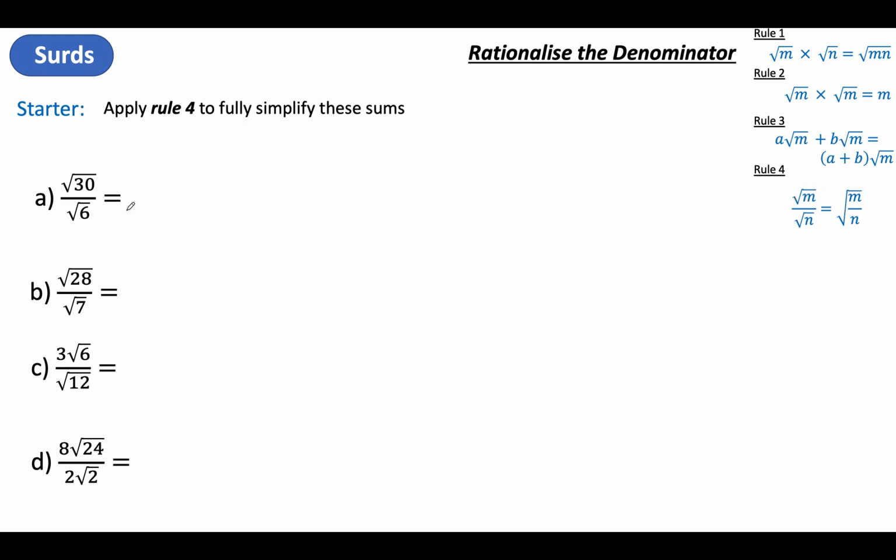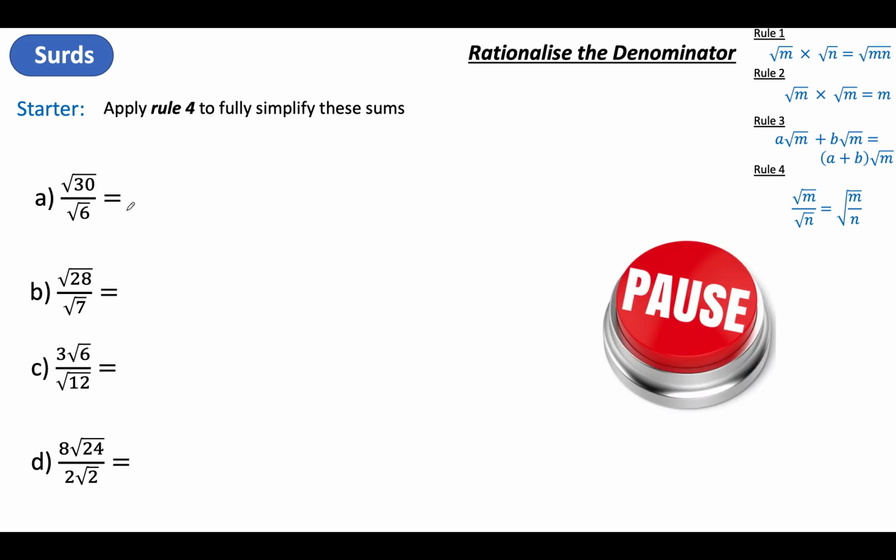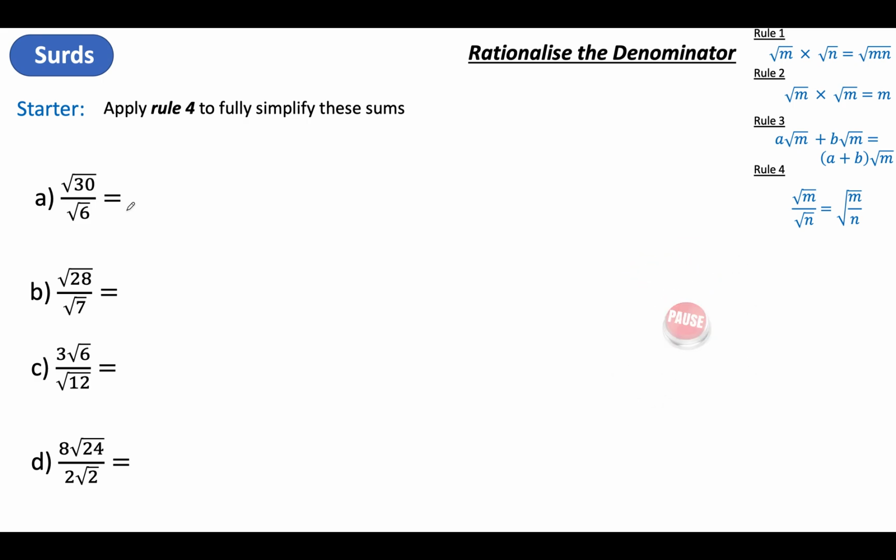Okay, so I'm going to put the pause button on. I want you to have a go at those four. It's pretty straightforward, so just see what you come up with, and let's see what happens. So press pause on the video now and do these four, and then unpause when you're done. Okay, so we've unpaused. Let's see what we've got for these then.